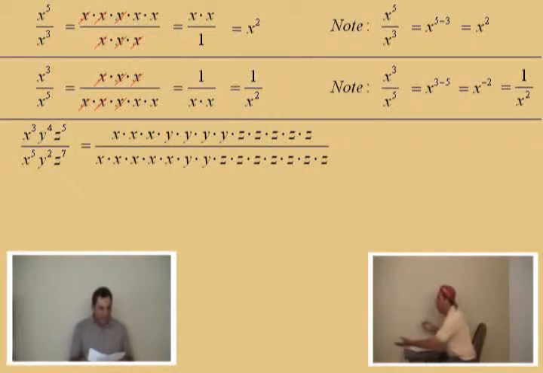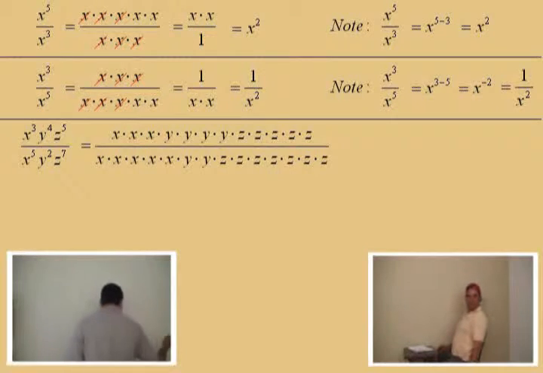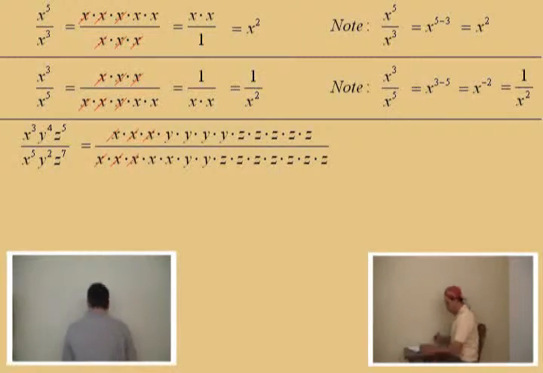Charlie, how many x's can we cancel out? We have 3 x's on top, 5 x's on the bottom, so we can only cancel how many x's out? 3. That's right, 3 of them. Okay, so it looks like that's going to leave us with 2 on the bottom. Let's go to the y's.